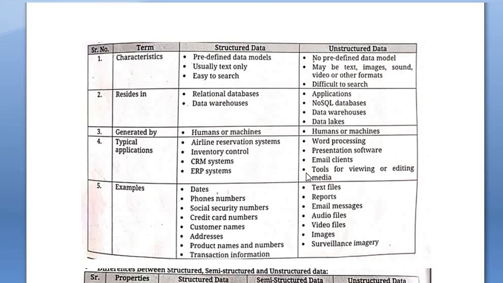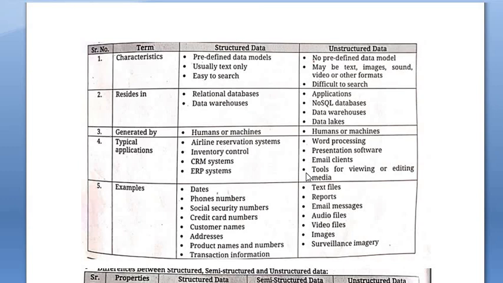Now who generates this kind of data? Humans or machines can generate it. Where do we use structured data? In airline reservation systems, inventory control. Inventory is just a basic record of how much you have earned from the business, how much profit you have gained, how much loss you have incurred, through CRM systems, ERP systems. Okay, now examples of structured data will be dates, your phone numbers, anything which is related to your characters or alphabets.